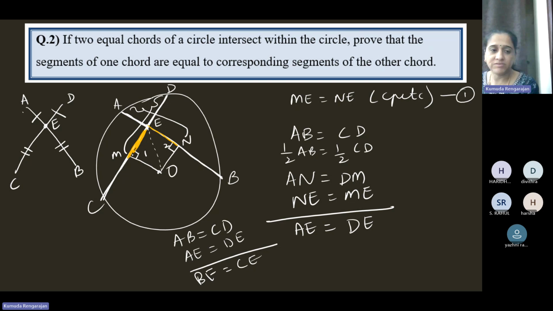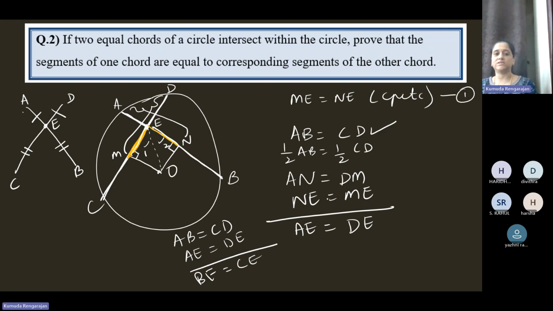You can see ME is a line segment of the first triangle, and NE is a line segment or a side of the second triangle. So these two line segments or these two sides are equal by CPCT. Next, what you have to do is, I think I have it here. You have to start again. Now, triangle congruency by CPCT, that's one part. That's over. Now we are starting our next part.